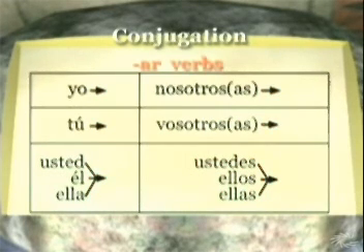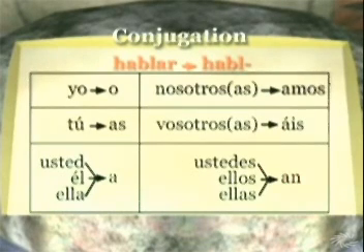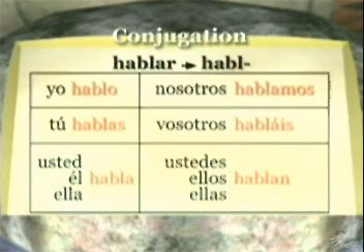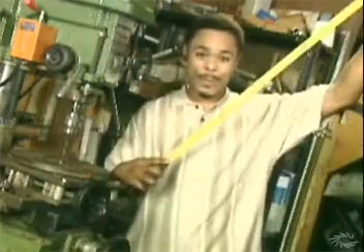For AR verbs, the endings are o, as, a, amos, áis, and an. Simply tag these endings onto your stem and presto, you've conjugated the verb. Hablo, hablas, habla, hablamos, habláis, hablan. Qué fácil. Let's do one more for good measure.